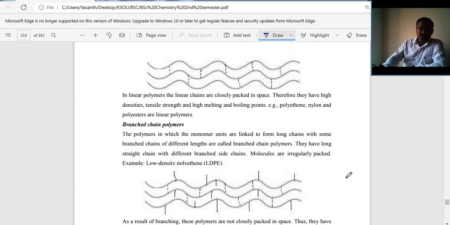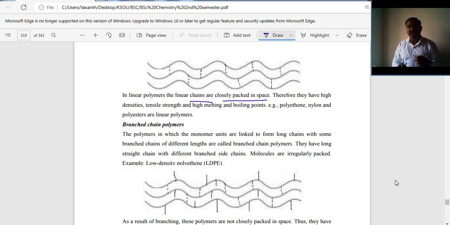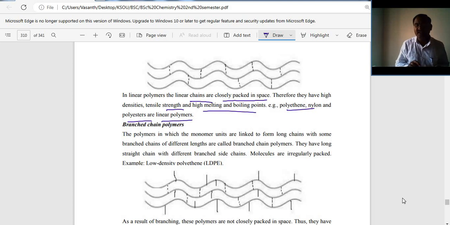In linear polymers, linear chains are closely packed in space. Therefore, they have high densities, tensile strength, and high melting and boiling points. Examples: polythene, nylon, and polyesters are linear polymers.